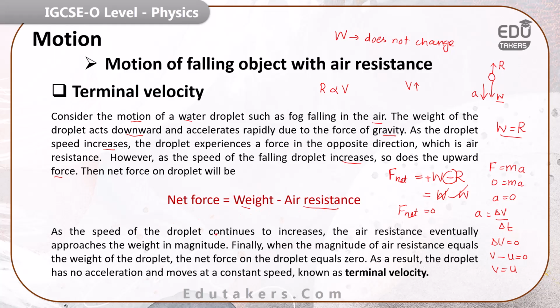As the speed of the droplet continues to increase, the air resistance eventually approaches the weight in magnitude, meaning that air resistance and weight both become equal. Finally, when the magnitude of air resistance and the weight of the droplet become equal, the net force on the droplet equals 0. As a result, the droplet has no acceleration. Acceleration would be equal to 0, due to which the droplet moves at a constant speed, which is called terminal velocity. So terminal velocity is the constant speed at which the air resistance and the weight, both of these forces, become equal.